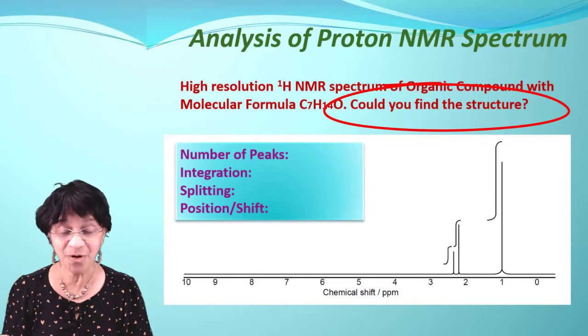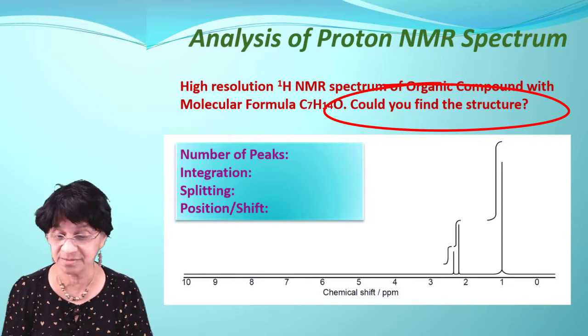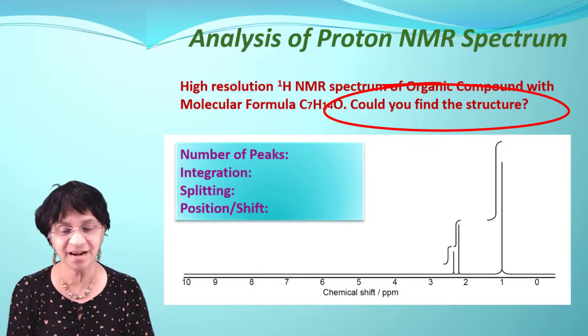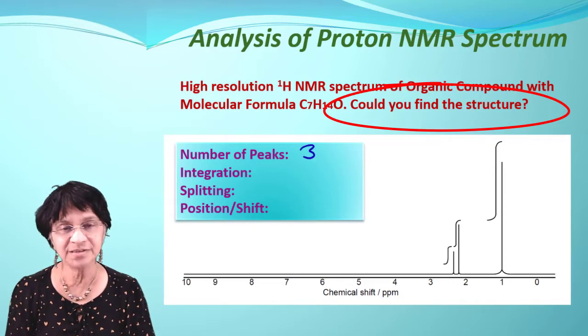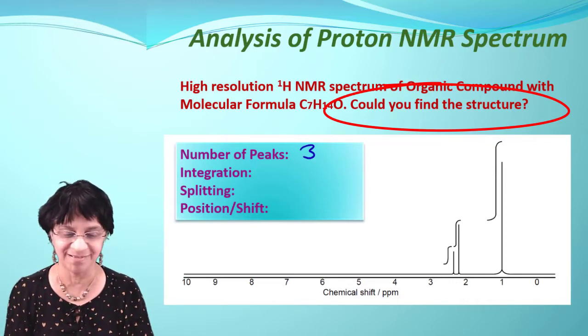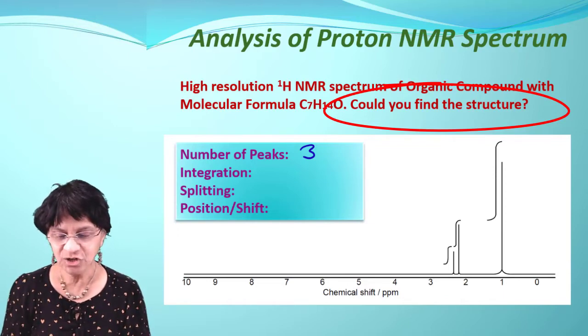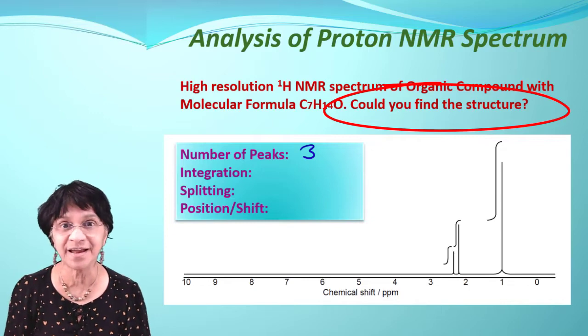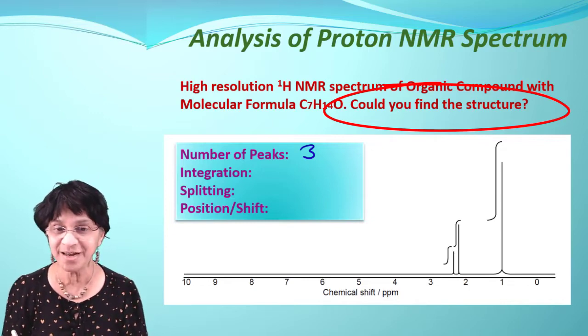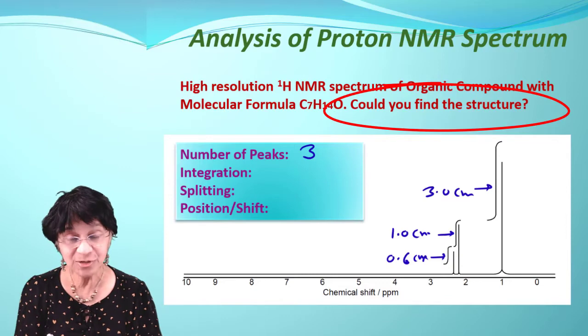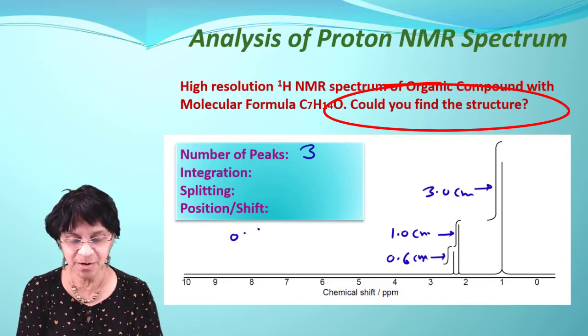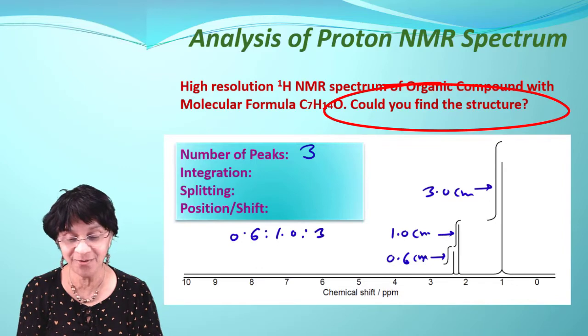First of all, we need to find the number of peaks. That's simple. You can clearly see that we have 3 peaks in this NMR. Next step is to find out integration, and just take a ruler and measure each of these integration areas. So let's see how much you find out. And this is what we got. So our ratio will be 0.6 to 1.0 to 3.0.